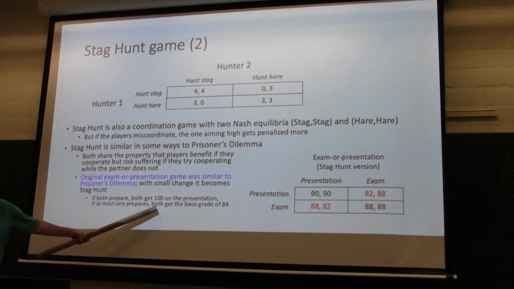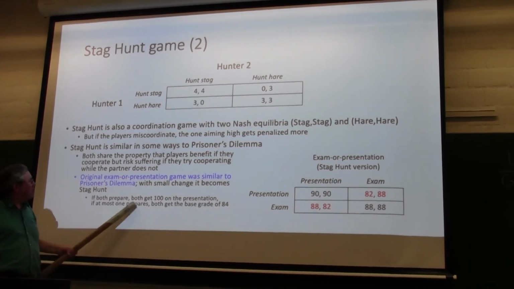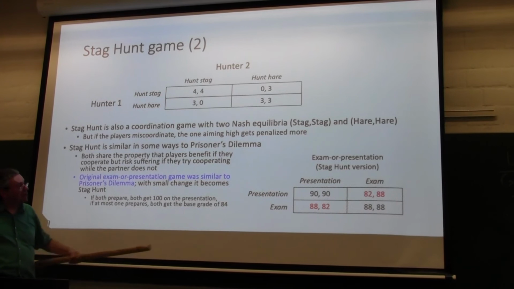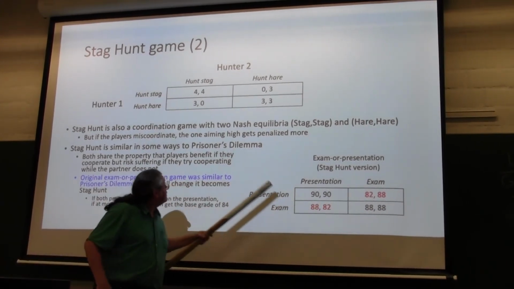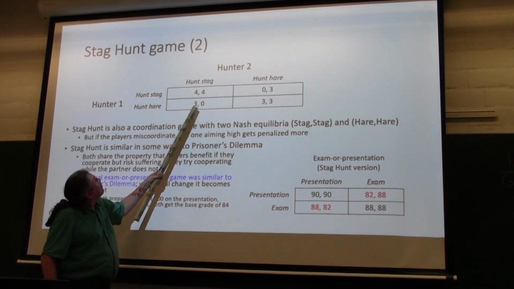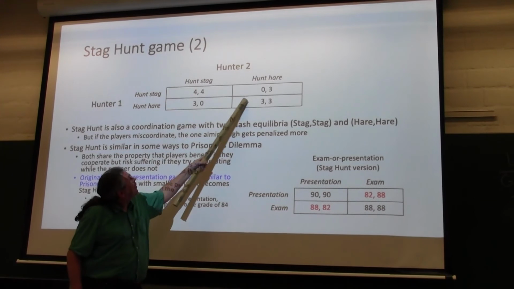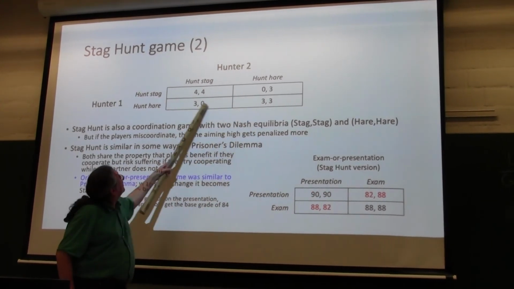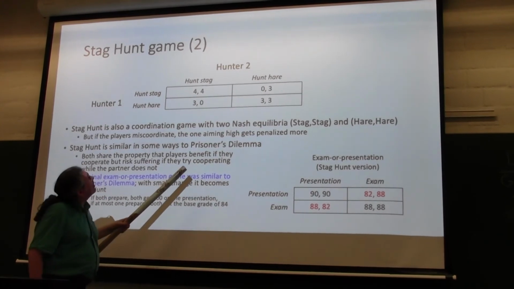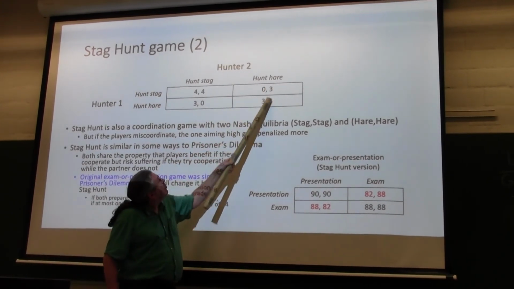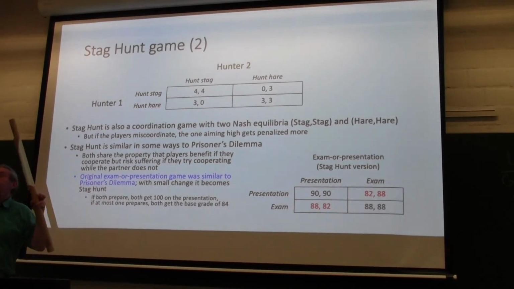At most one, they both get 84, okay? So that means you really need both to work on the presentation. Then you get this Stag Hunt notion, where one of them can hunt the hare. If I do hunt hare, I will never lose anything, okay? It's always the same, whereas the other guy will lose. If hunter 2 picks hunt hare, they will always get the hare. Okay? So it's kind of the safe solution, you see?